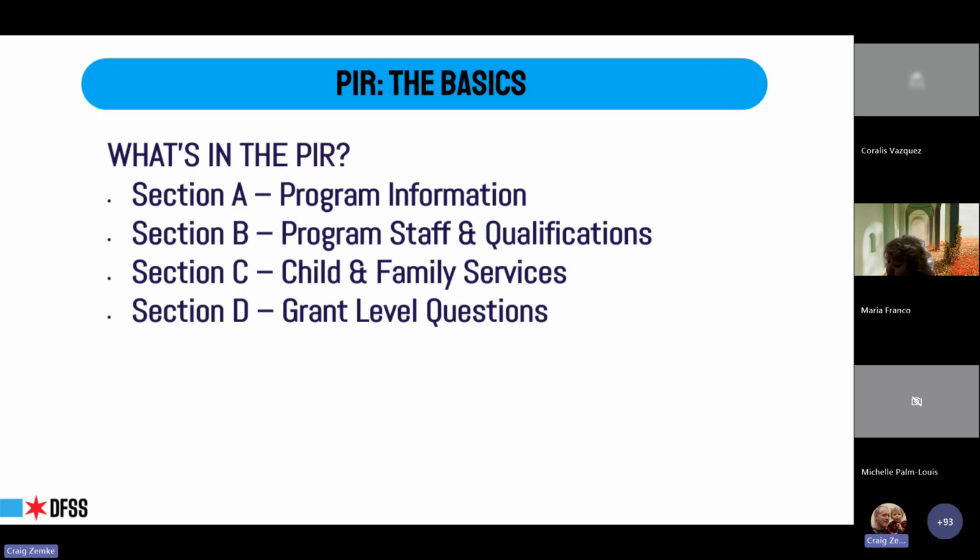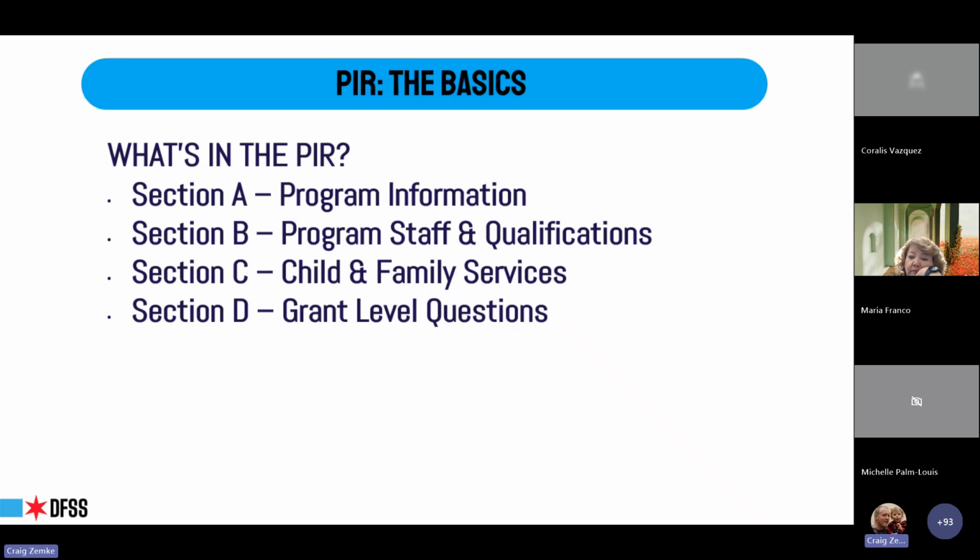Section B is about program staff and qualifications. This is where they look at teaching staff and family and community partnership staff and look at the qualifications that those folks have. And it also is where we document our volunteers. And section C is the big load. It's child and family services. Everything from family partnership to health screenings and so on is reported in that section.